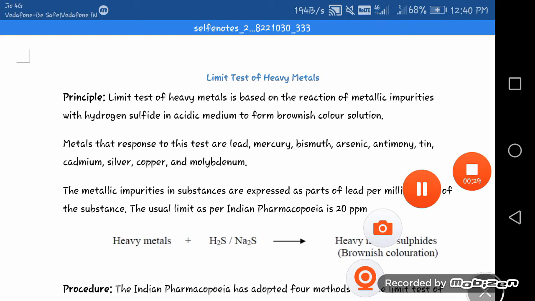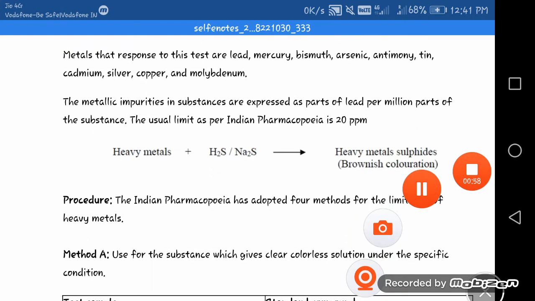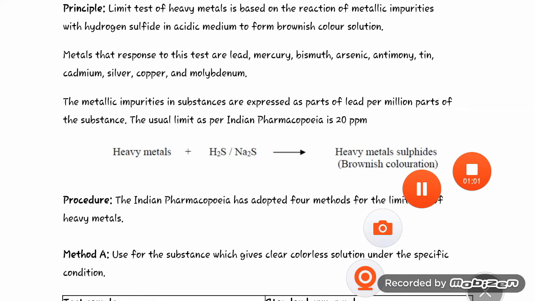Limit test of heavy metal is based on the reaction of metallic impurities with hydrogen sulfide in acidic medium to form brownish color solution. Metals that respond to this test are lead, mercury, bismuth, arsenic, antimony, tin, cadmium, silver, copper, and molybdenum. The metallic impurities in the substance are expressed as parts of lead per million parts of the substance. The usual limit as per Indian Pharmacopoeia is 20 ppm.